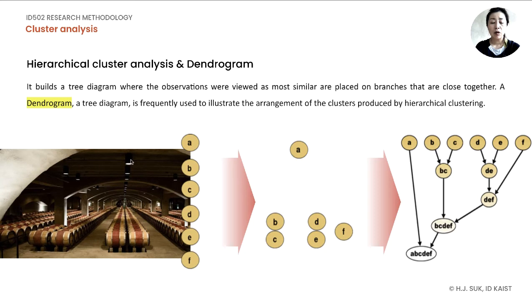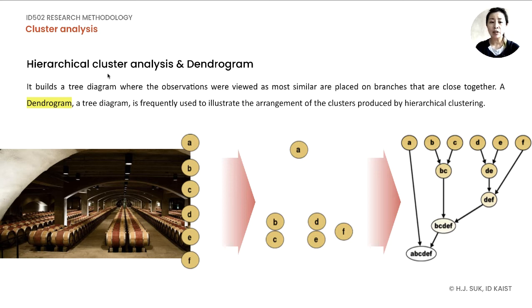Okay. So firstly, I'm going to introduce you the hierarchical cluster analysis and the dendrogram. Suppose that you have 6 kinds of wines here, and based on their chemical properties, wine B and wine C are quite similar to each other, and D and E are quite similar to each other. And wine A is so unique, so it has a quite large distance from the rest of them. And based on this observation, you can draw this tree-structured diagram, and this is called the dendrogram.